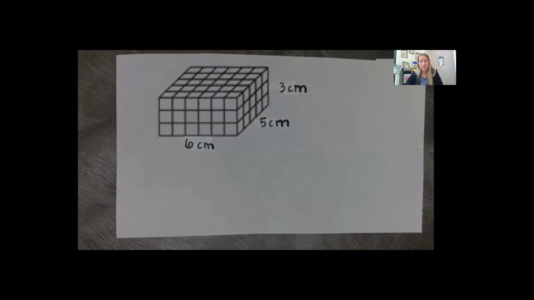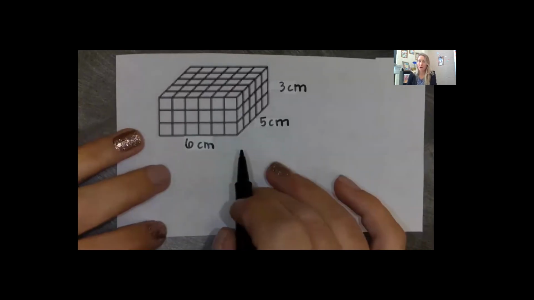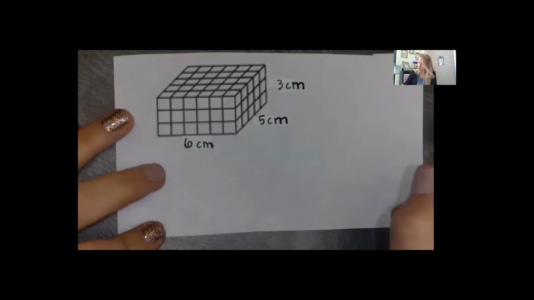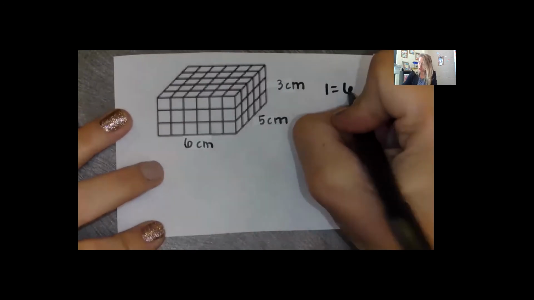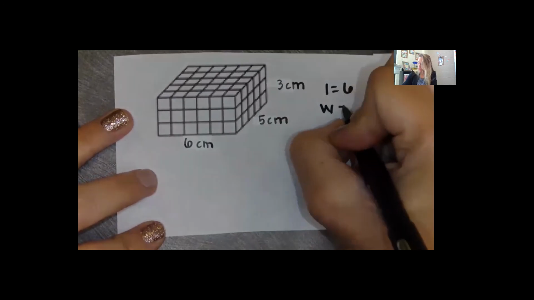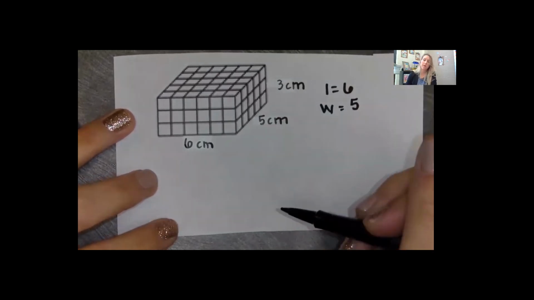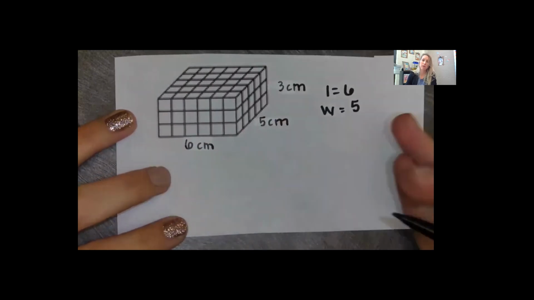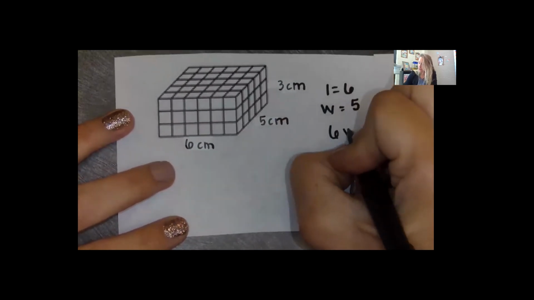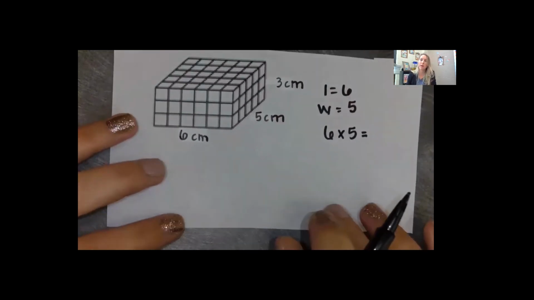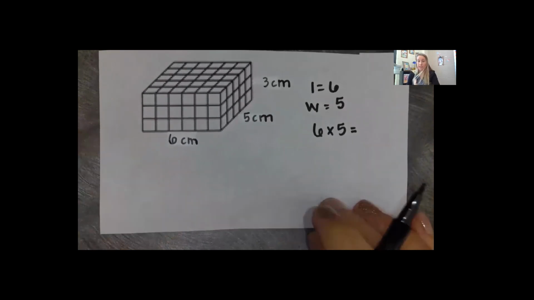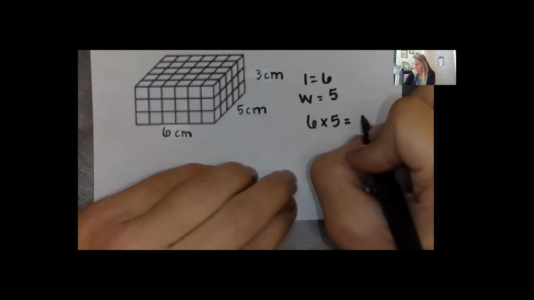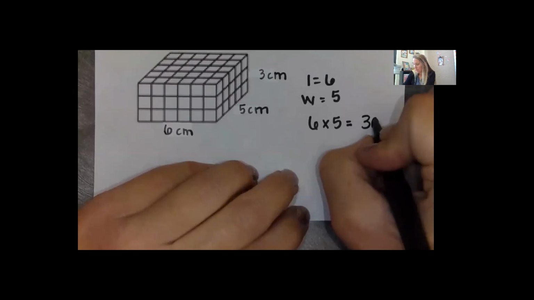Okay, are you ready? Did you start by finding the number of cubes in the bottom layer? There are 6 cubes. The length is 6 cubes long. The width is 5 cubes front to back. And so there's 5 layers of the 6 cubes to give us how many cubes in your base? That's right. There are 30 cubes in the base.